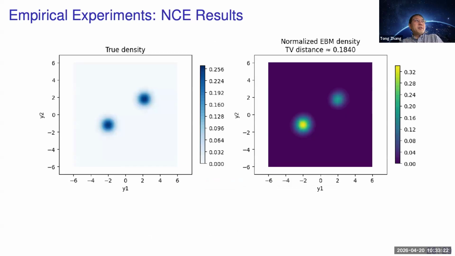Here are the empirical results. These are the two distributions. The left is the true density, right? The right actually goes a little bit to here, yeah. But still, the TB distance is 0.18. If you compare with m equals 1 in the softmax, this one is not too bad, right?